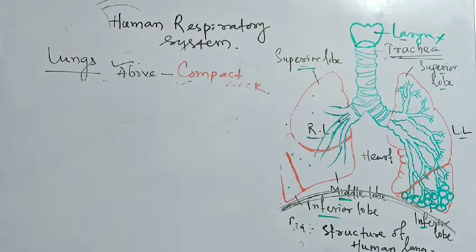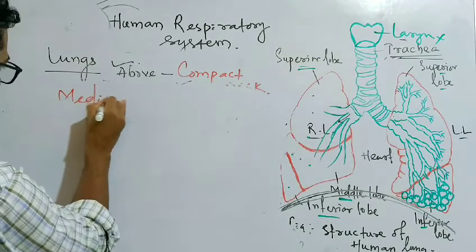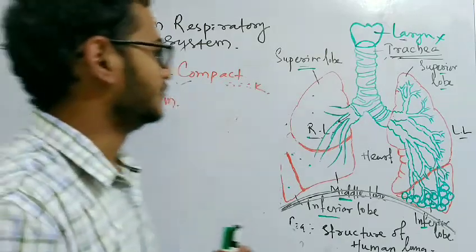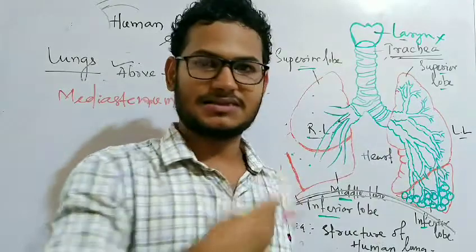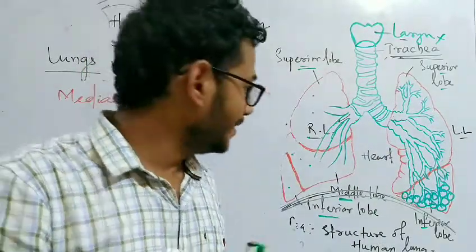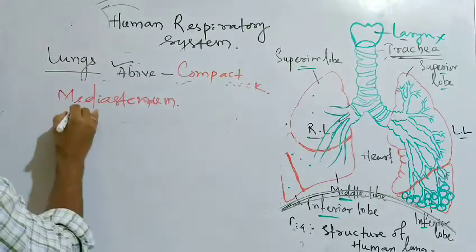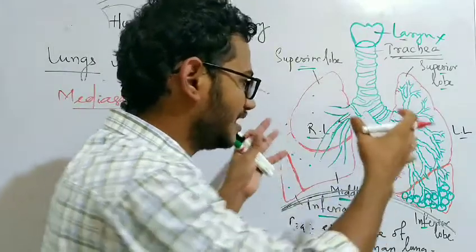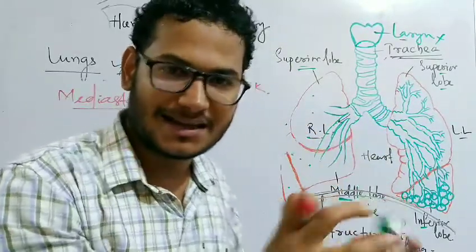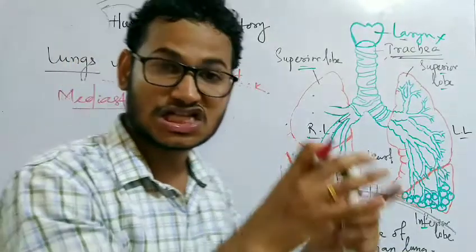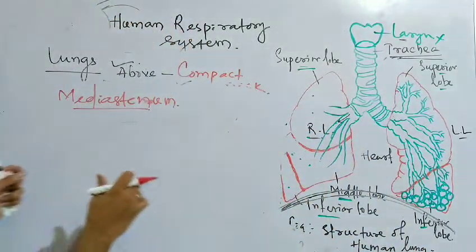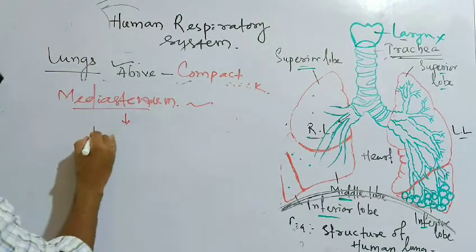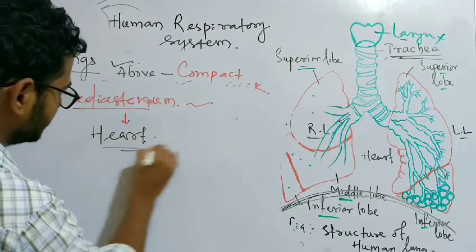The mediastinum is named so because it is present near the sternum. This bone is the sternum, and at the middle of the sternum is the cavity which is surrounded by the lungs. Both the lungs are present a little bit away from one another, and the space which is formed in between the two lungs is called the mediastinum, where the most important organ of the circulatory system, that is the heart, is located.